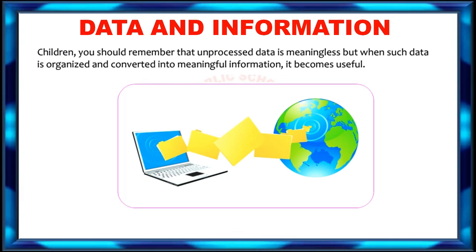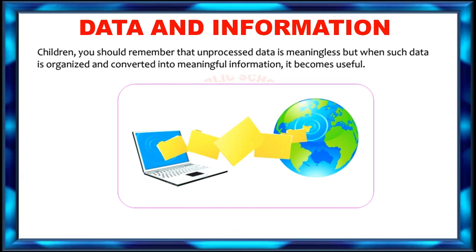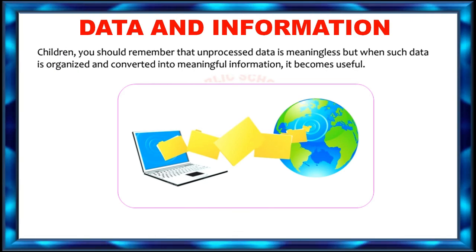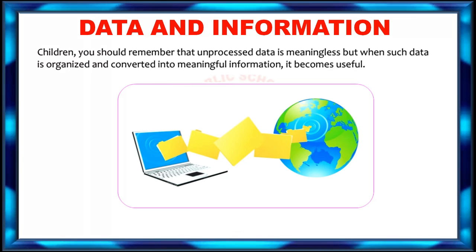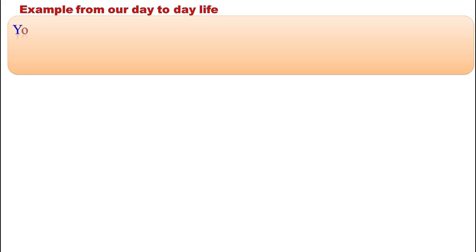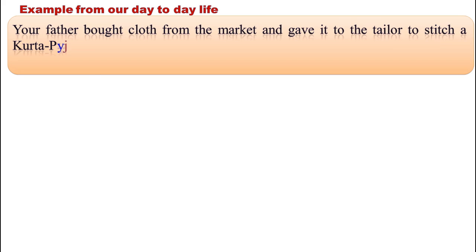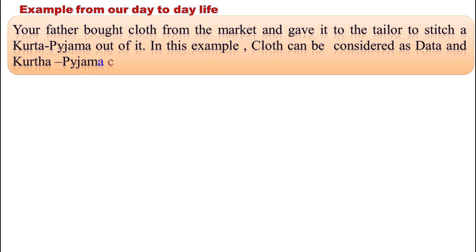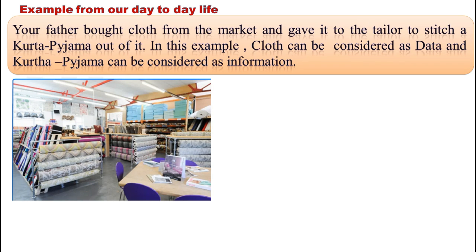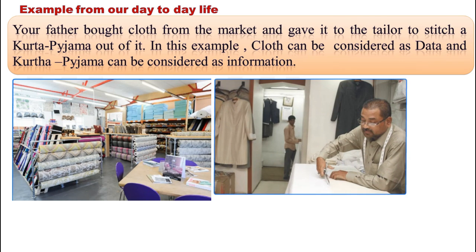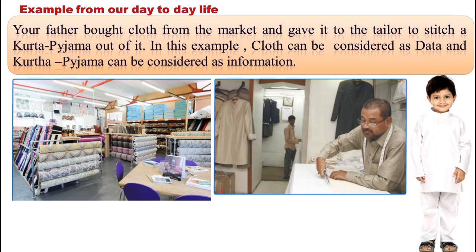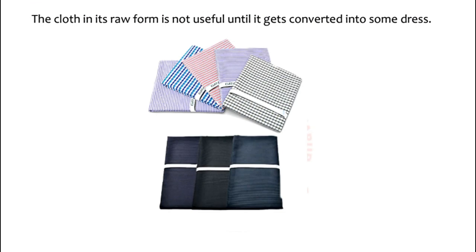Children, you should remember that unprocessed data is meaningless, but when such data is organized and converted into meaningful information, it becomes useful. Let's consider one example from our day-to-day life. Think that your father bought cloth from the market and gave it to the tailor to stitch a kurta pajama out of it. In this example, cloth can be considered as data and kurta pajama can be considered as information. The cloth in its raw form is not useful until it gets converted into some dress.